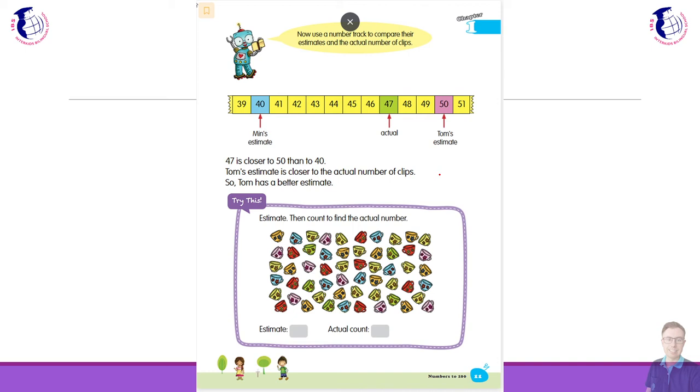Because it's handy to have a number track. It helps you with a lot of adding and taking away, and even some multiplication and division later in the term as well. So I'll see if I can upload that video, and if you can make one as well, it'll be really helpful for you.